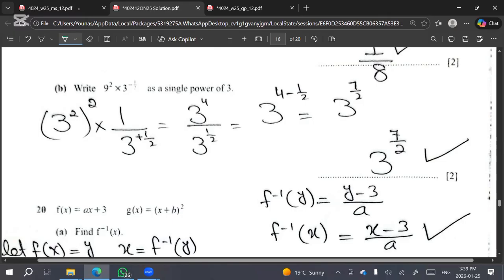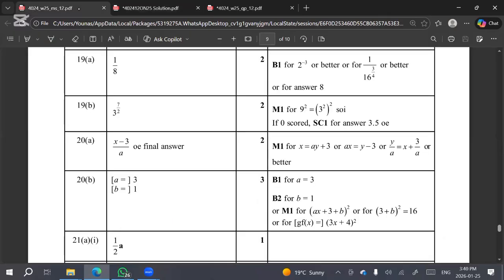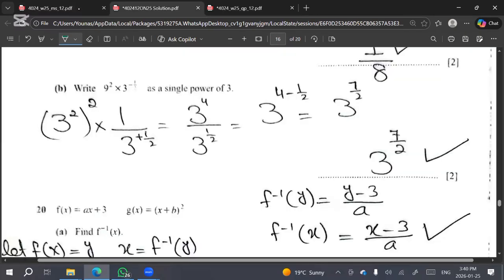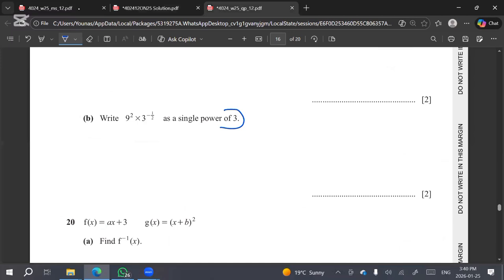So because they are dividing, you will subtract the power. So you will have 3 raised to power 4 minus 1 by 2. So you are left with 3 raised to power 7 by 2. So 3 raised to power 7 by 2, or you can say 3 raised to power 3.5, since 7 by 2 means 3.5. Yeah, the answer is right, sir. Question number 19 is done. This is how this is done.